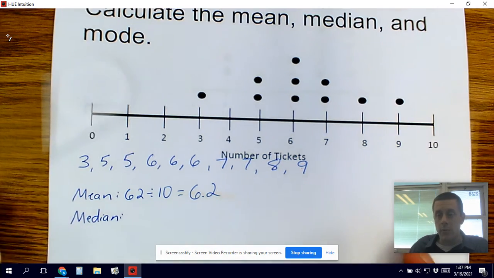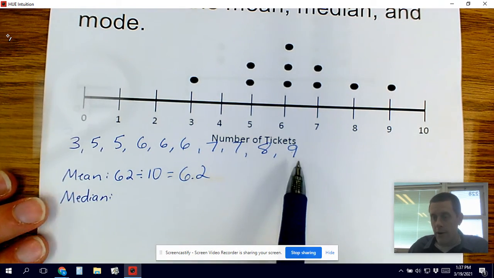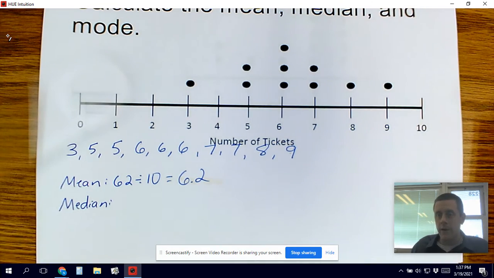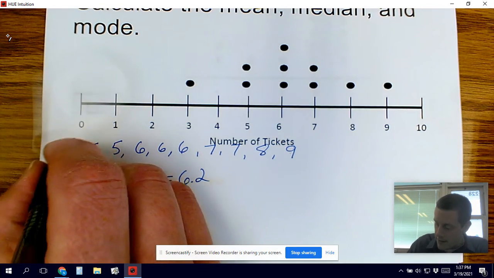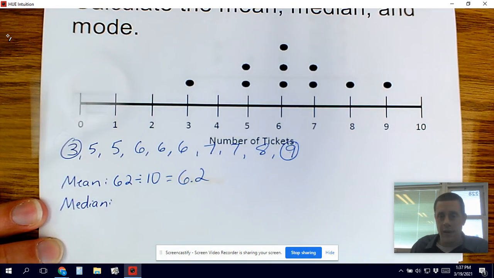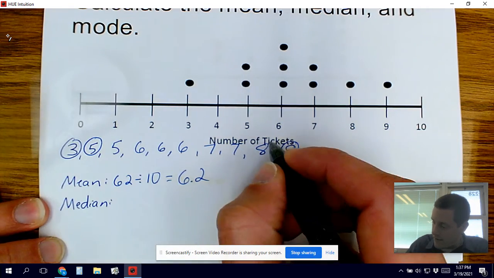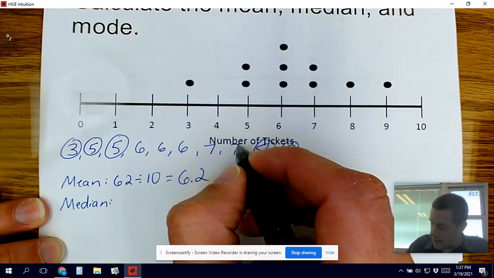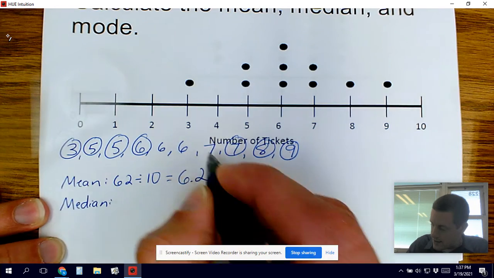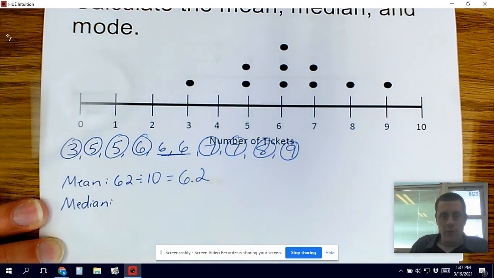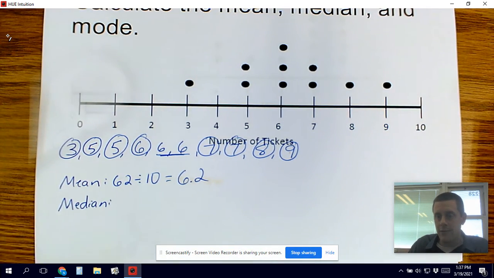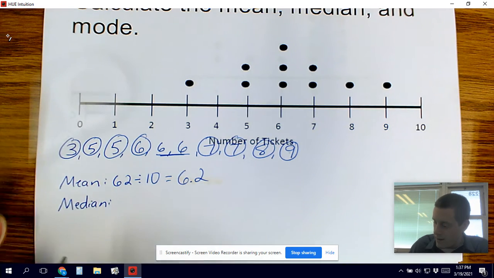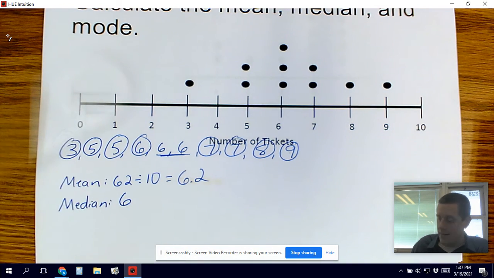To calculate median, we arrange the values in order, which they already are, and we're looking for the one in the middle. So right now I'm going to start eliminating endpoints. I have a 3 and a 9 on the end, so they can be eliminated. Now 5 and 8, 5 and 7, 6 and 7. I'm left with 2 6s in the middle, so I add those together. 6 plus 6 is 12, and 12 divided by 2 gives me a median of 6.